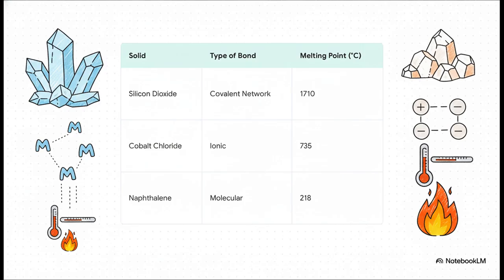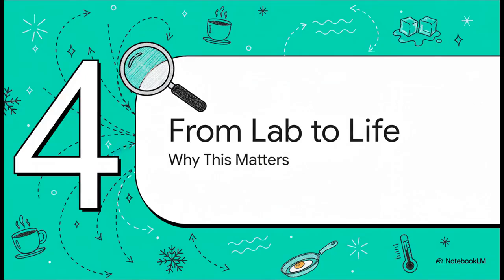And boom, that solves our original question. Ice is a molecular solid, like our mothballs, so its bonds break really easily. But table salt, it's an ionic solid, which means its bonds are much, much stronger and need way more heat to break. So, we've cracked the case of the melting points. But this stuff isn't just about a neat lab experiment. Let's see how these same invisible principles pop up in some really surprising places in our everyday lives.